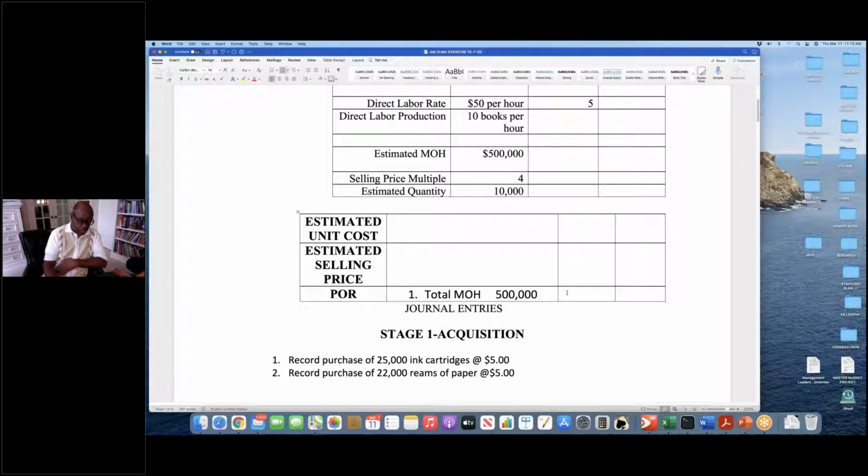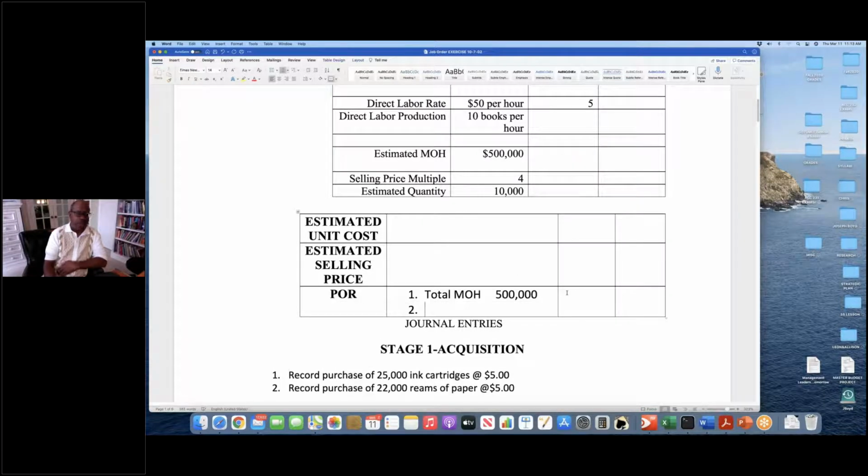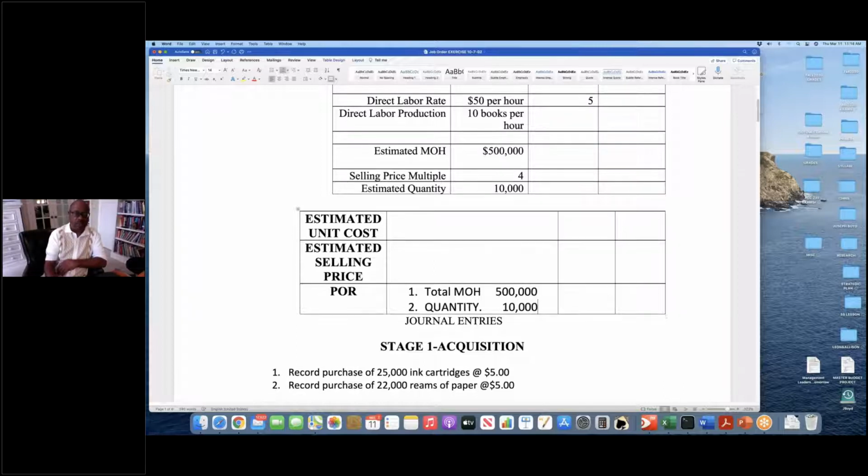Okay. Then we're going to have a second line in here. What's going to be on the second line? The quantity, estimated quantity. So we're just laying this already out. And what's our quantity? 10,000. Everybody see where those numbers come from, right? They're in the assumptions.